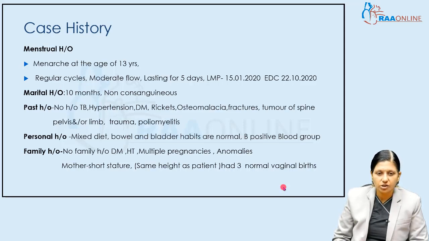Past history: no history of tuberculosis, hypertension, diabetes, rickets, osteomalacia, fractures, tumor of spine or tumors of pelvis or limb, no history of trauma or poliomyelitis. In the personal history, the patient has a mixed diet, bowel and bladder habits are normal. She has B positive blood group. In the family history, no family history of diabetes mellitus, hypertension, multiple pregnancies, or anomalies in the family. The only positive family history is that the mother is short-statured and has the same height as the patient, and the mother, who is short-statured, had 3 normal vaginal births.